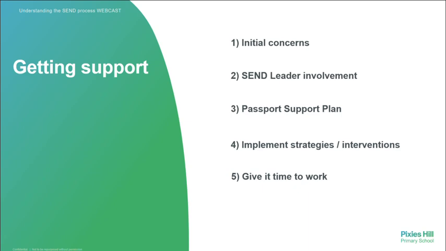At the meeting, we put together a passport support plan, and this plan will have agreed targets, usually 3 targets, and they need to be SMART targets, so specific, measurable, achievable, realistic and time-bound. The interventions, provision, reasonable adjustments are then implemented. It takes at least 6 to 8 weeks to be able to tell if an intervention or provision has had an impact. We need to give it time to work.